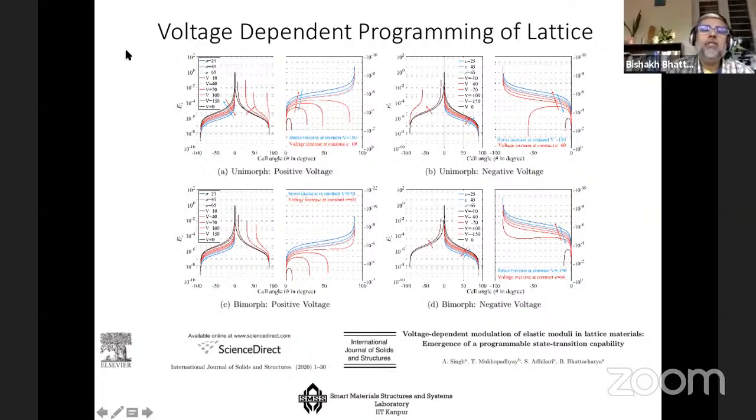And again, by reversing the voltage, you can generate just the other way. You can develop a very soft system out of it. So this is something that we have reported in one of our papers in the International Journal of Solids and Structures.